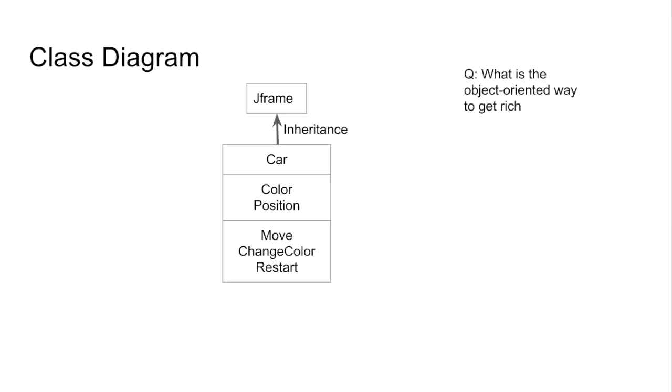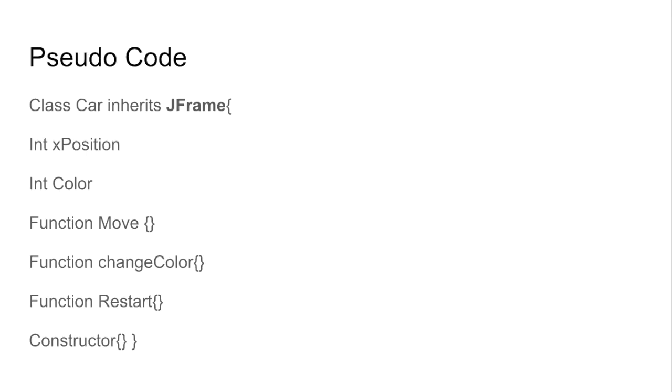Now I have a joke about inheritance. Well, what is inheritance? It's the arrow from Car to JFrame, right? Inheritance basically says Car has all the functions and variables of JFrame and its own functions and variables. Now let's talk about our joke. What's the object-oriented way to get rich? Inheritance. And if you're asking what a JFrame is, it's basically just our window that has everything on it.